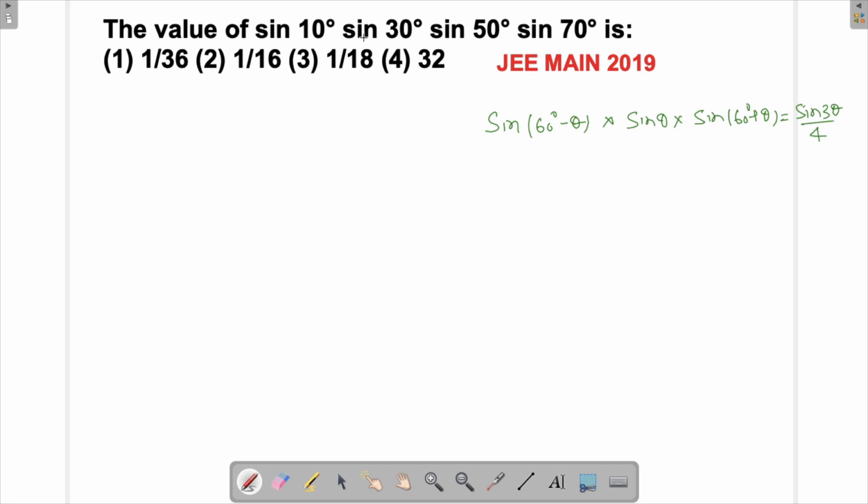So you observe this is the product which you are supposed to evaluate, and this sine 30 degree can be kept at one end, and then you look at sine 50 degree, which could be written as sine of 60 degree minus 10 degrees. Then you write sine 10 degrees, and then you would write sine 70 as sine of 60 plus 10 again.